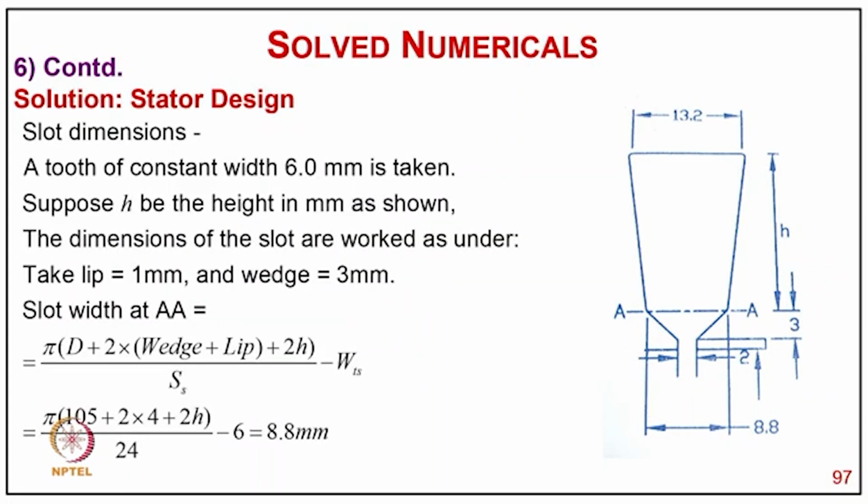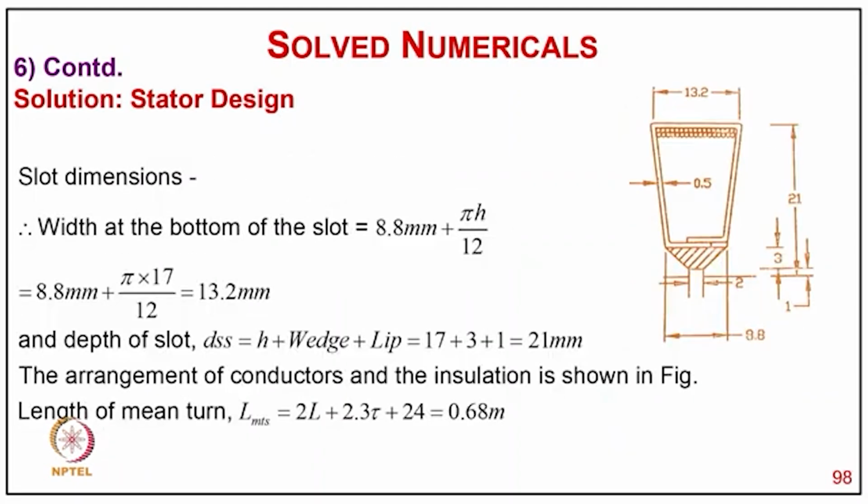So now coming to straight design, a tooth of constant width of 6 millimeter is taken. Suppose h is the height in millimeter as shown. The dimensions of the slot are worked out as under. Take a lip of 1 millimeter, wedge of 3 millimeter. The slot width a is pi into d plus 2 wedge plus slip plus 2h upon Ss minus Wts. Putting a value, it comes 8.88 millimeter. Now coming to slot dimension, width at the bottom is 8.88 plus pi h upon 12. So it comes 13.2 millimeter as according to the diagram, and depth of the slot is h plus wedge plus slip, it comes 21 millimeter.